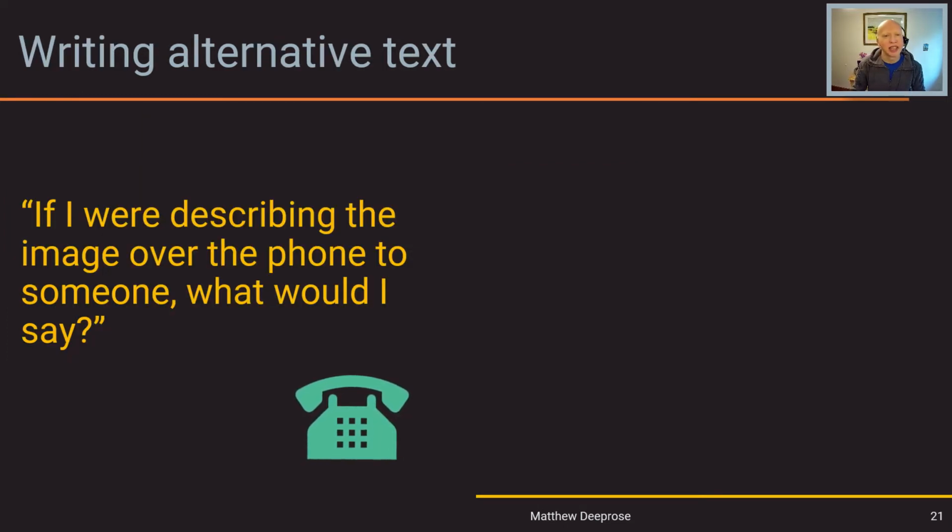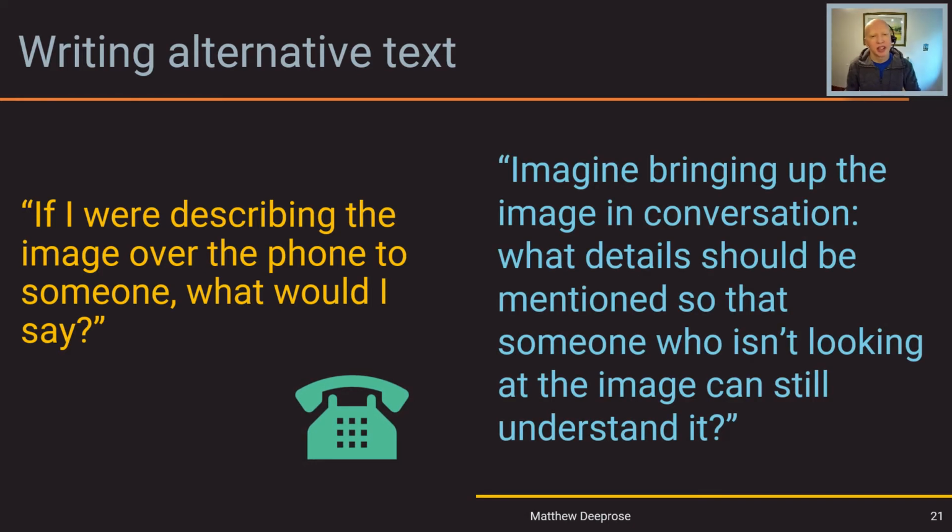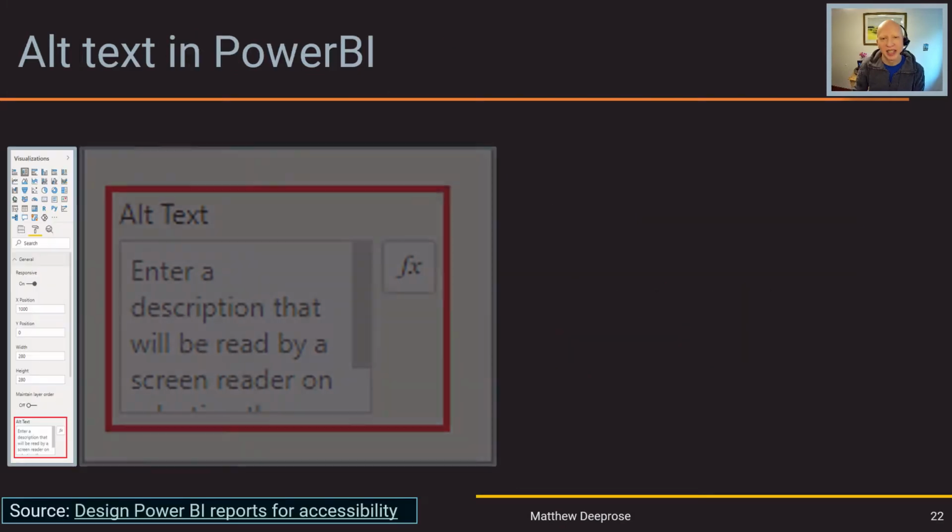A good way to approach writing alternative text is to imagine you are describing the image over the phone to someone. What would you say? Or consider how you would describe it in conversation with someone. What details would you need to cover so that someone who's not looking at that image can understand it?